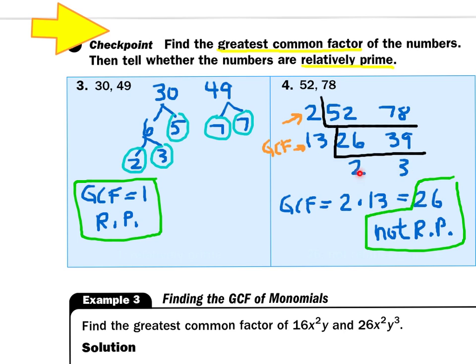Now with 2 and 3, we're done because they have nothing in common except 1. And remember, the greatest common factor is looking at me right here on the side. So the greatest common factor is 2 times 13, which is 26. Since the greatest common factor was a number other than 1, that means these are not relatively prime.